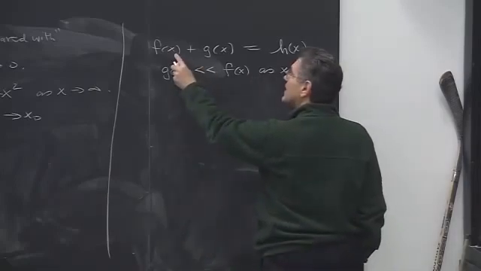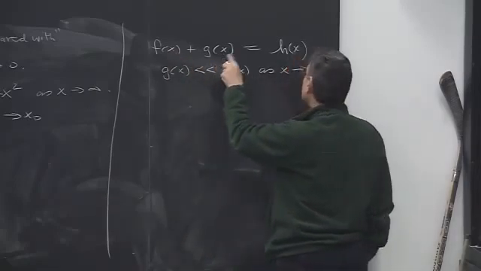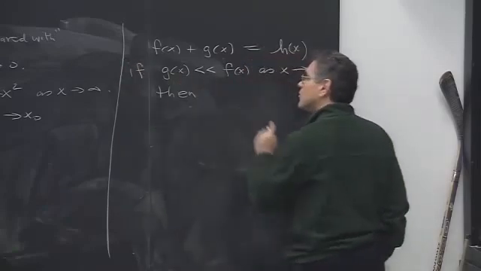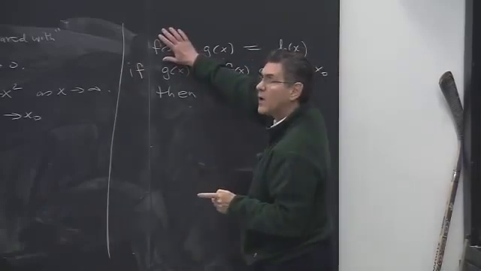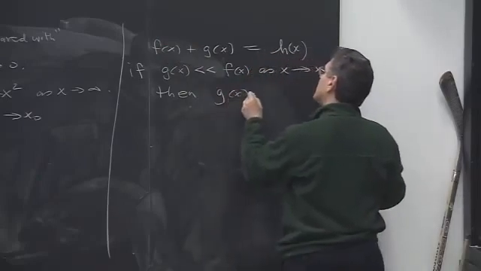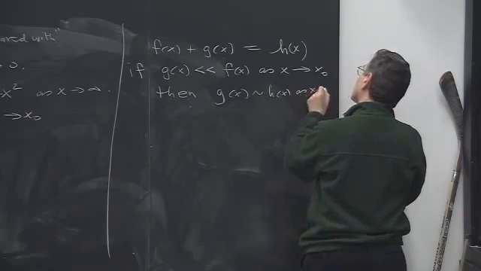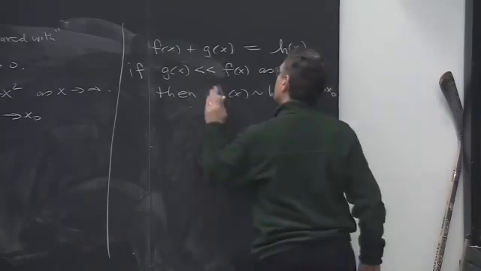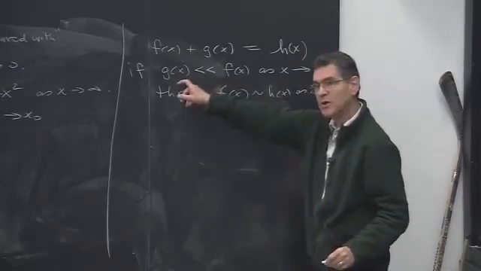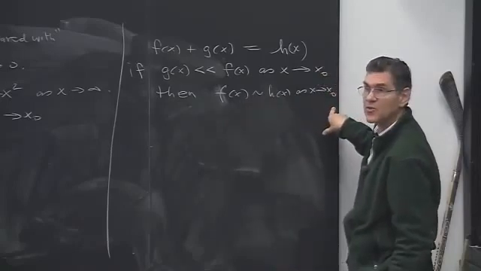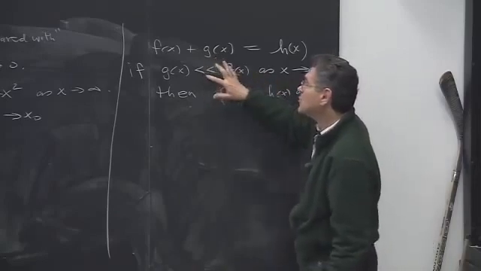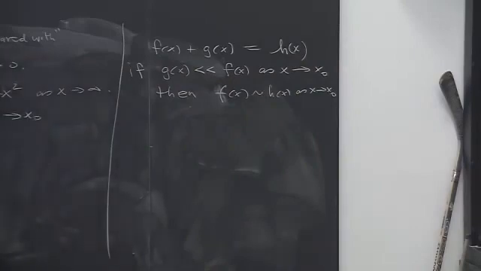Exactly. If g of x is negligible compared with f of x as x approaches x naught, then I can throw away g of x and I can conclude that f of x is asymptotic to h of x as x approaches x naught. That's the connection. Sorry? Oh, I'm sorry. G is negligible. So f is asymptotic to h of x as x approaches x naught. So this is the connection between this symbol over here and this symbol over here. The asymptotic symbol and the negligible symbol.